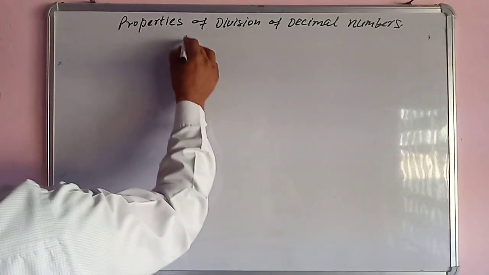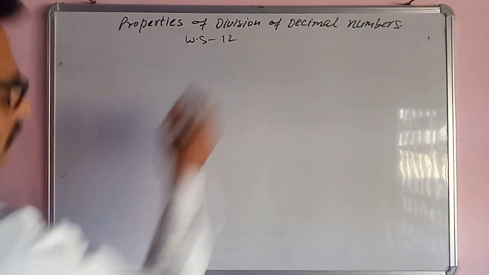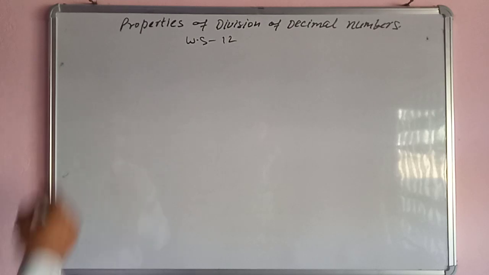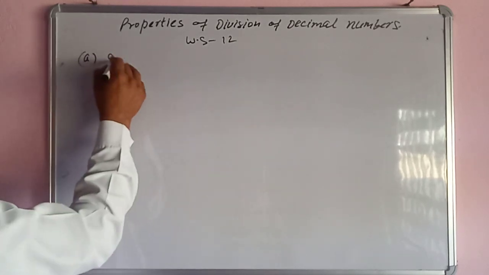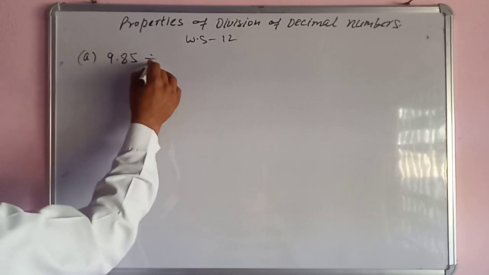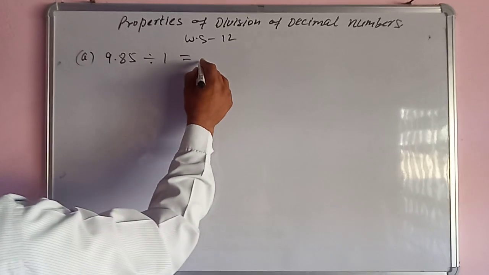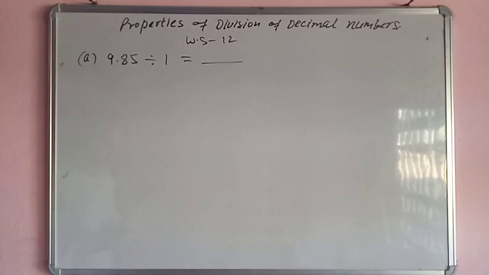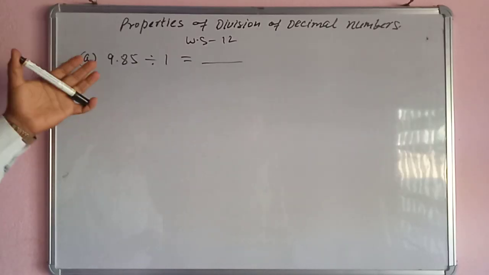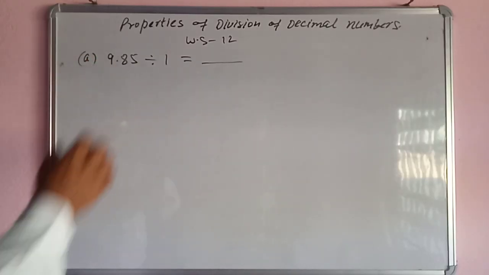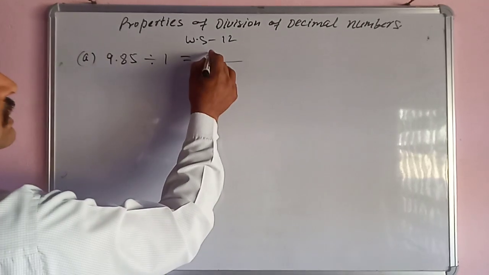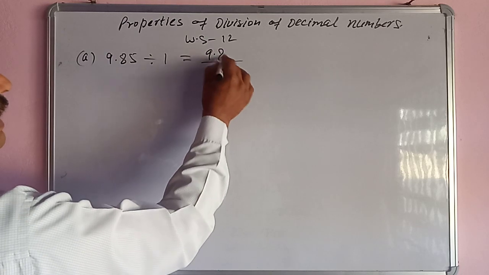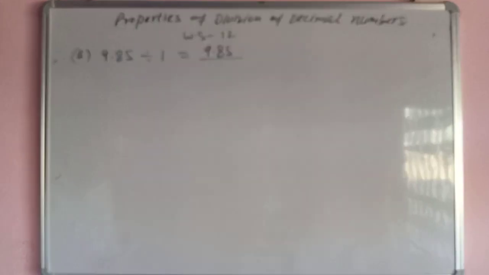So now we have worksheet number 12. The first question is 9.85 divided by 1. Then what is the quotient? Here we are using property number 1. If we divide any decimal number by 1, the answer is always the number itself. So what is the answer? It is 9.85.